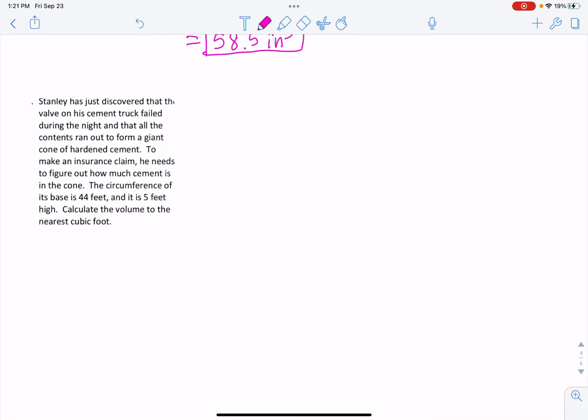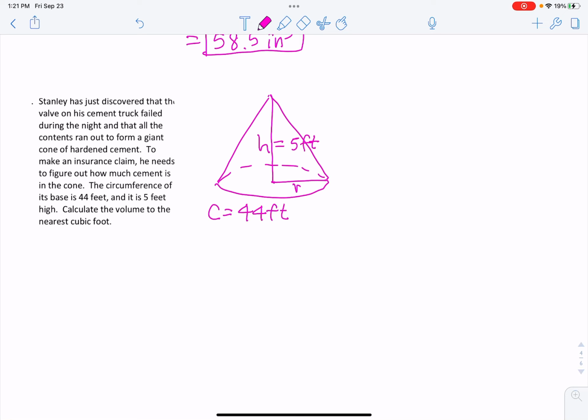So if I draw a cone shape, I will say this one is a radius and this one is a height. And they said height becomes 5 feet, but they gave you the circumference of the base circle, which is 44 feet. Circumference is 2 times pi times r, and that is equal to 44. So the r value will be 44 divided by 2 pi.